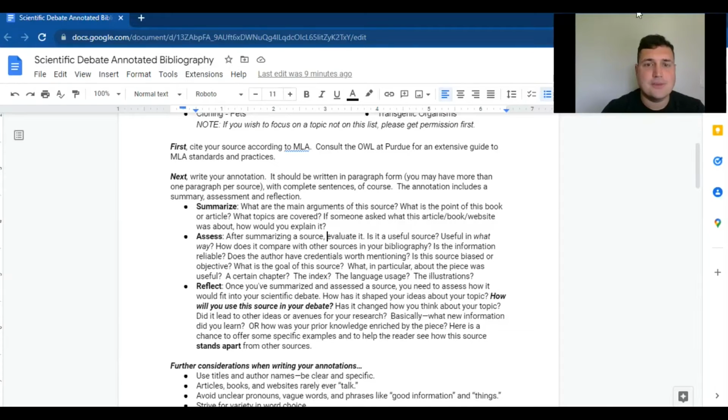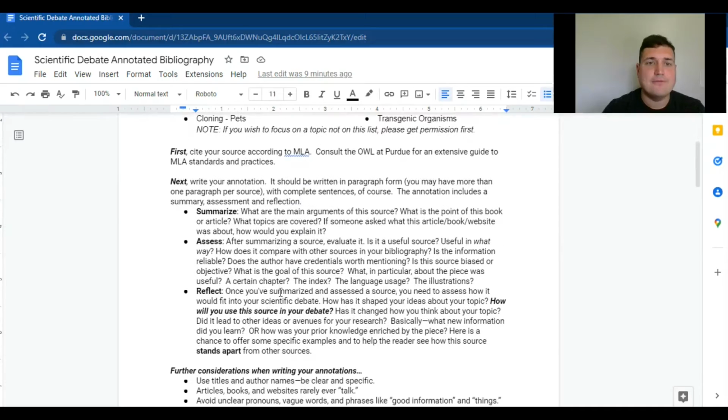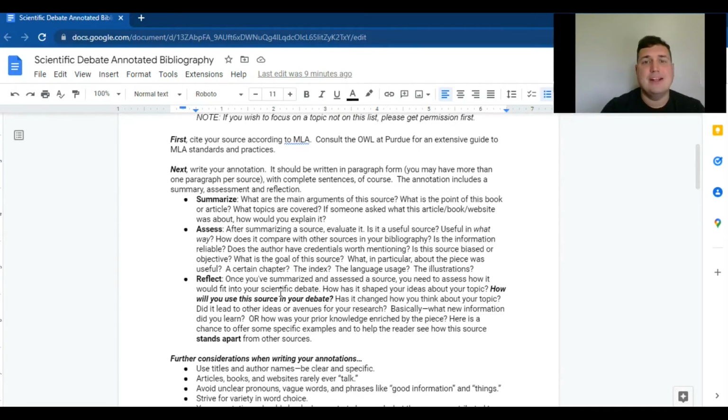We have already talked about the topics above here. Now we have first, cite your source according to MLA. Consult the OWL, the Online Writing Lab at Purdue, for an extensive guide to MLA standards and practices. I've already, at this point, talked to my students about this. If you have not heard of the Online Writing Lab, it's a super awesome resource. Take a look at that. If you just search OWL Purdue, you will find it.